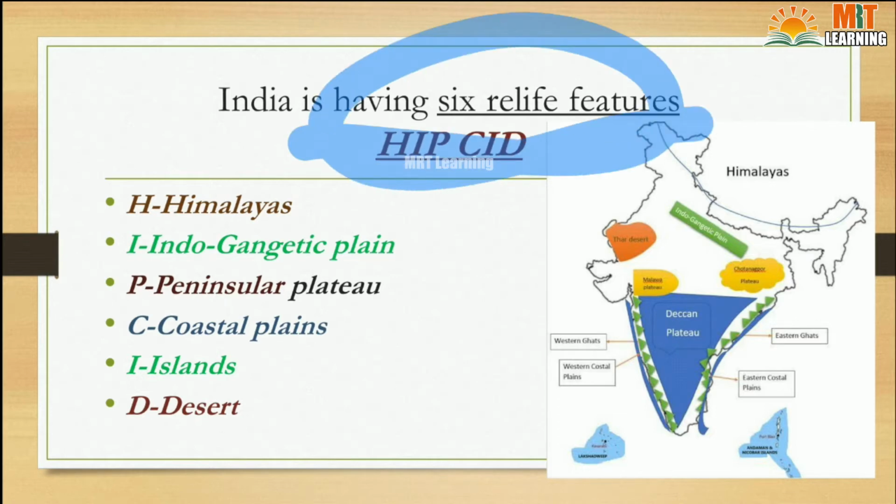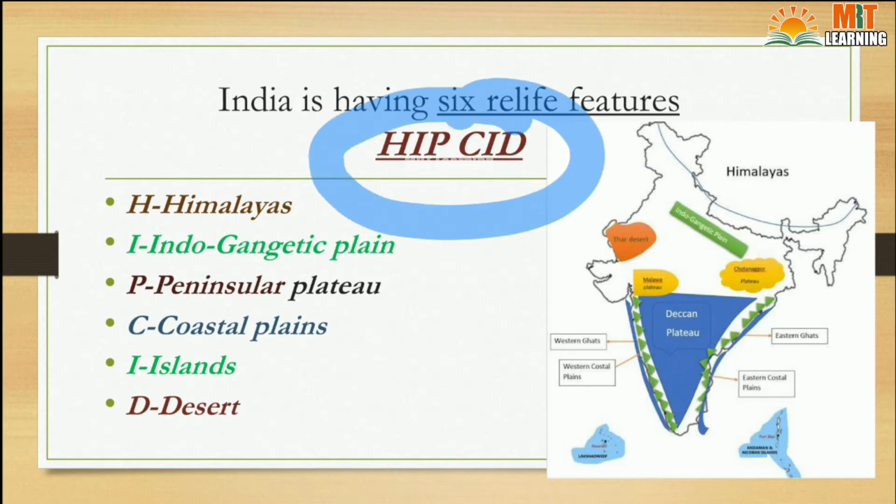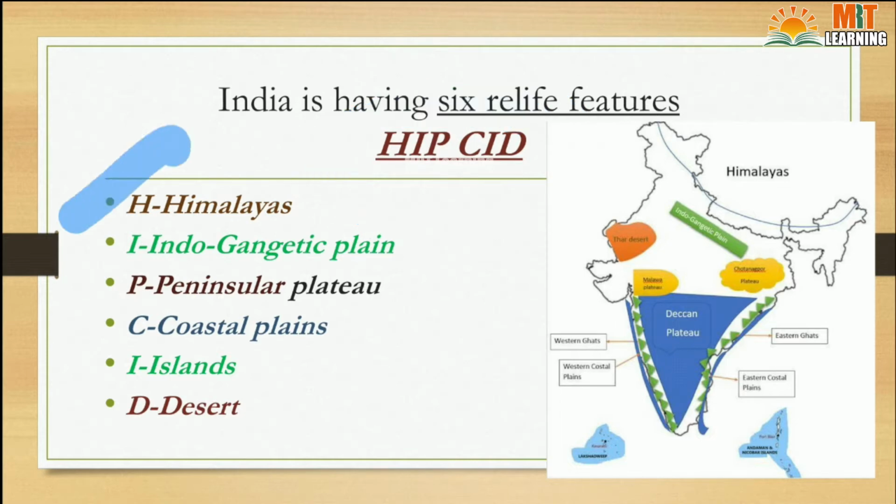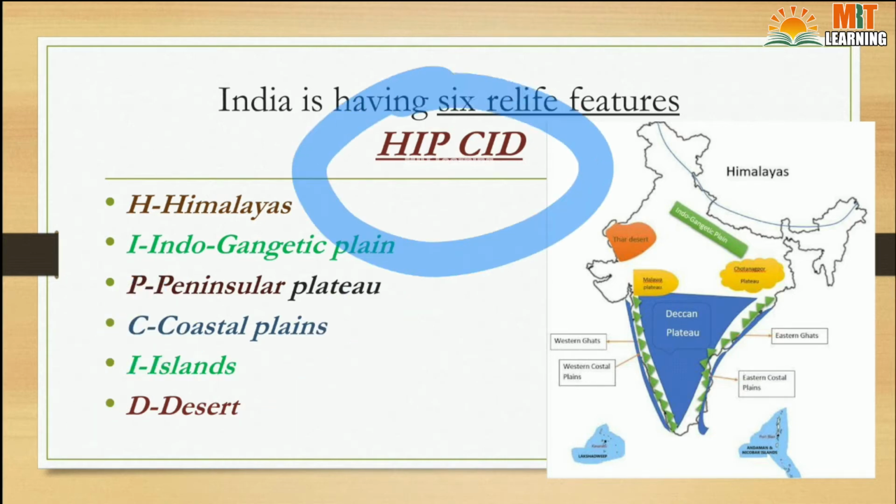To remember these 6 relief features, just remember a short word: HIP CID. If you remember this HIP CID, you can get the 6 relief features. That is HIP: H, Himalayas. I, Indo-Gangetic Plain. P, Peninsular Plateau. C, Coastal Plains. I, Islands. D, Desert. So these are the 6 relief features.